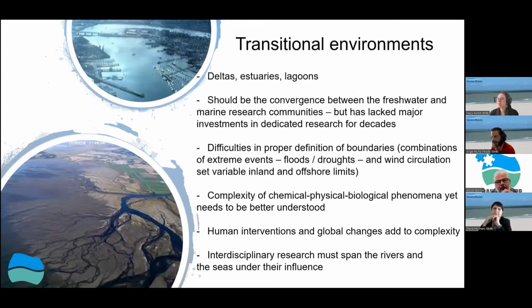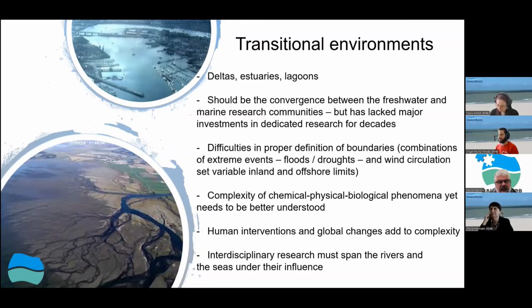A specific point on transitional environments, talking about deltas, estuaries, and lagoons. Whilst these environments should have been the convergence between freshwater and marine research communities, these areas have lacked major investment in dedicated research for decades. There were projects, there were some programs, but it was not a strong and coherent focus on these environments.